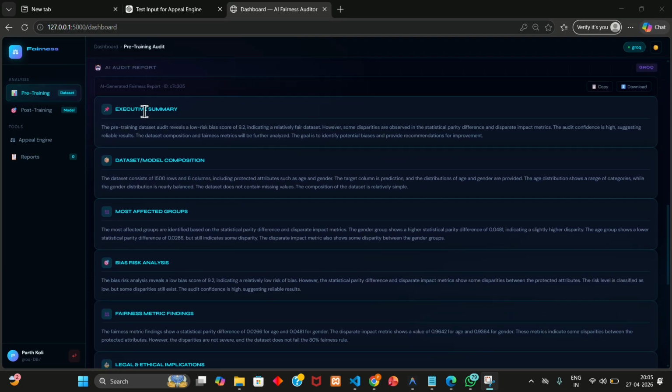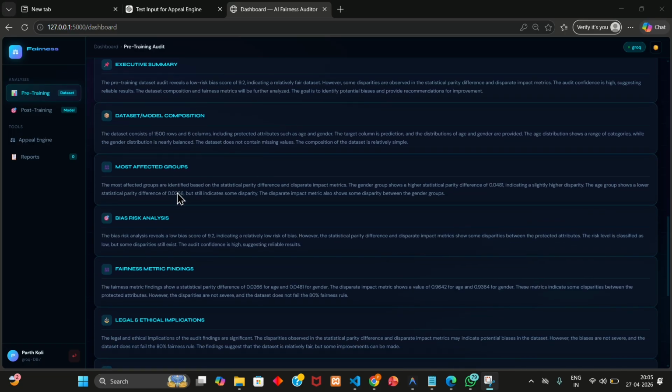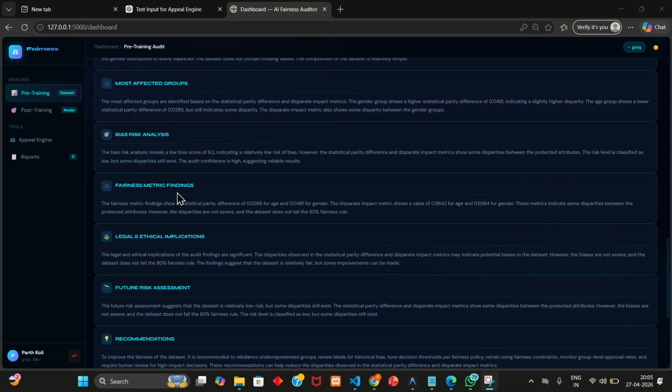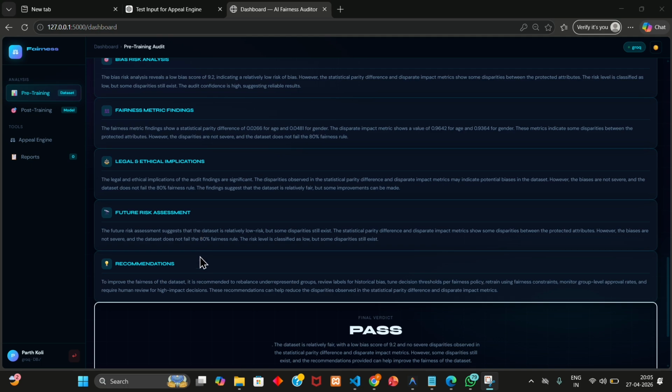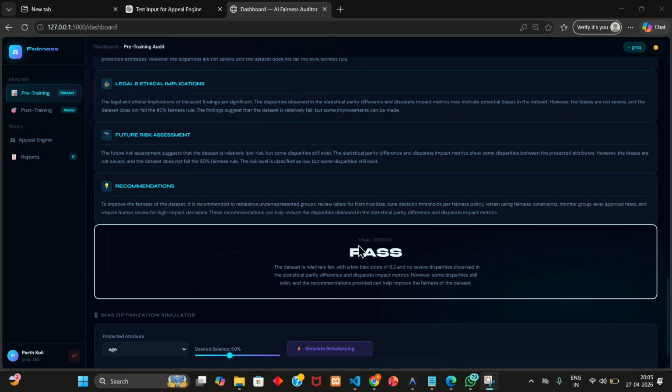Then a Grok audit report, where it displays the executive summary, dataset model composition, most affected groups, bias risk analysis, fairness metric findings, legal and ethical implications, future risk assessment, and recommendations. Since this model is not biased, the final verdict being shown is pass.